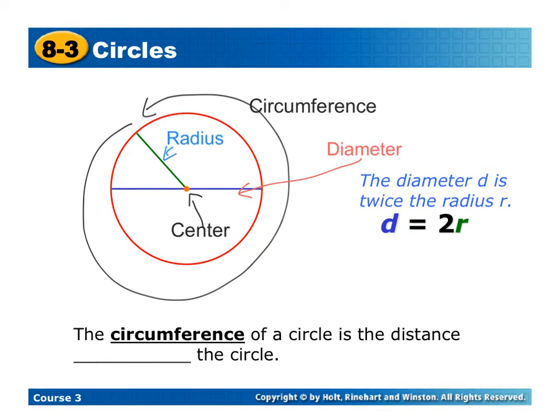Now you may notice that the radius and the diameter kind of measure the same thing. The only difference is that the diameter is the whole way across and the radius is just half. So the diameter is always equal to 2 times the radius because it takes 2 radiuses to make a diameter. And then the circumference of a circle is the distance around a circle. So it's equivalent to finding the perimeter, if you want to remember it that way.